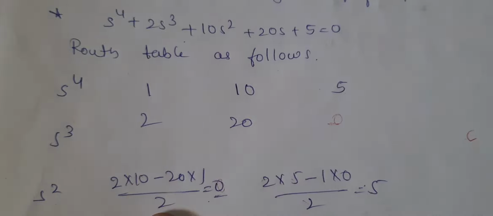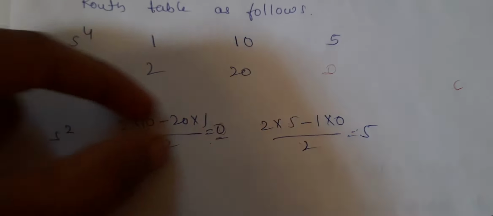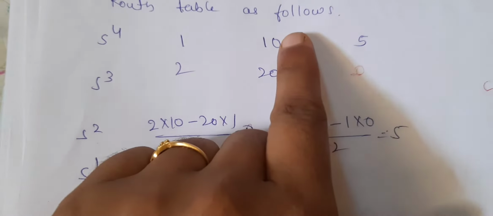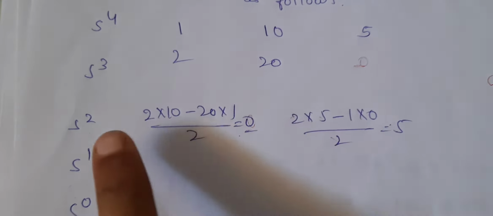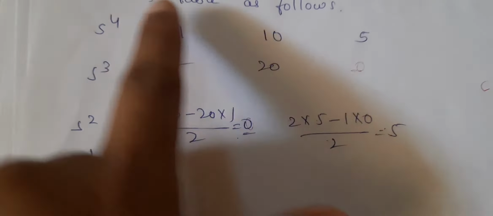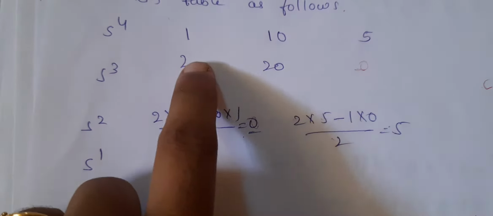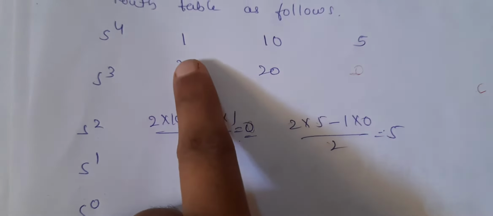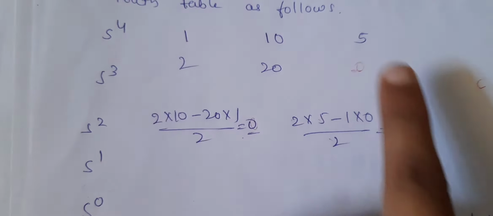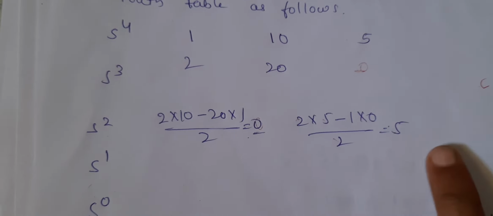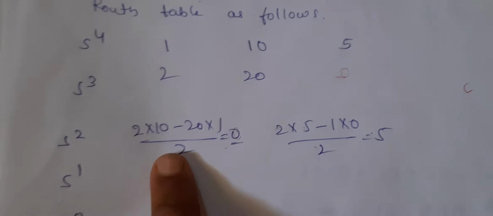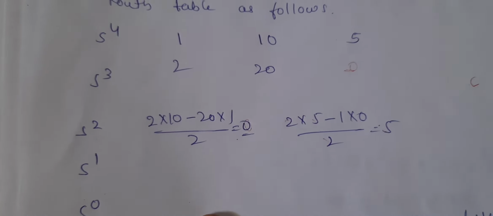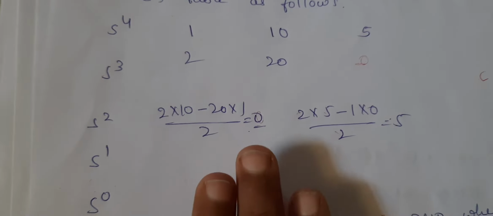How to calculate the next row, the s^2 row, by considering the above two rows? That is (2 into 10 minus 1 into 20) divided by this 2 value. Here we will get 0. For the next, we have (2 into 5 minus 1 into 0) divided by 2. Here we will get 5. Here there exists a 0 in the first column of the Routh array, so the system is unstable.